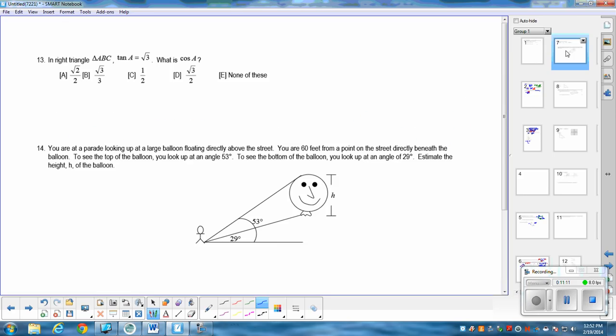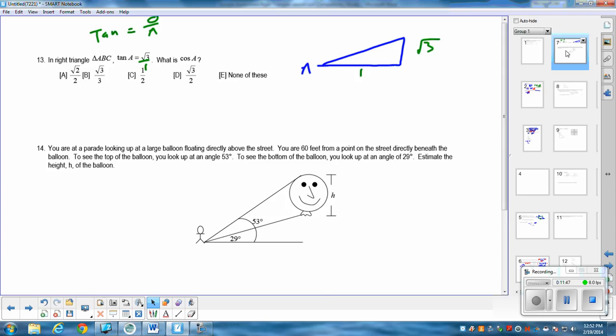In right triangle ABC, tangent of A is square root of 3. So we know that that is not the right angle. It doesn't matter where the right angle is. What we know, though, is that because tangent equals the opposite over the adjacent, and this fraction is square root of 3 over 1, regardless of how big this triangle actually is, it simplifies to square root of 3 over 1. Which means that my triangle is horribly drawn. You might recognize this as a 30, 60, 90 triangle.